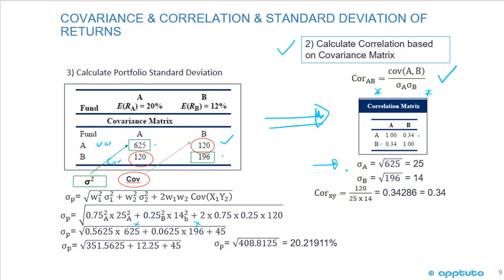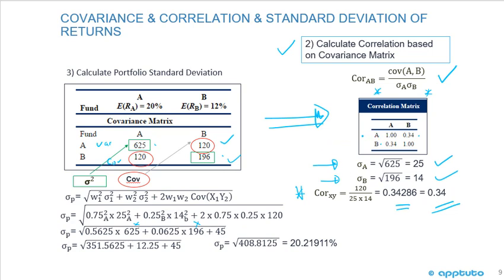So the standard deviation of A is the square root of 625. The variance, we get 25. The standard deviation of B is the square root of 196. We get 14. So now we can calculate the correlation, covariance divided by standard deviation of A times standard deviation of B. So it's 120 divided by 25 times 14, and we get 0.34286, or 0.34. Now we can do our correlation matrix.